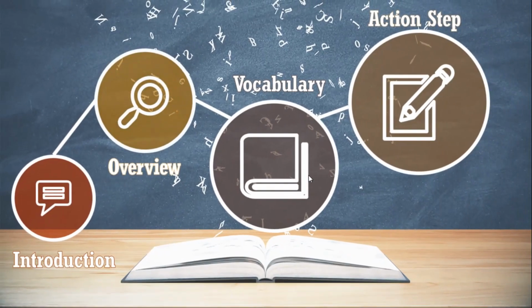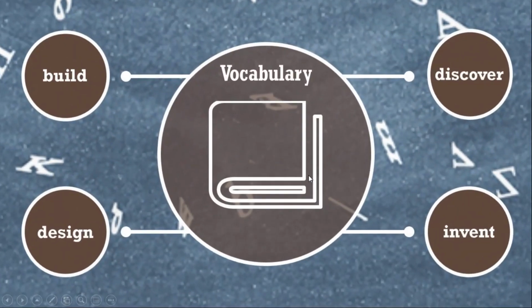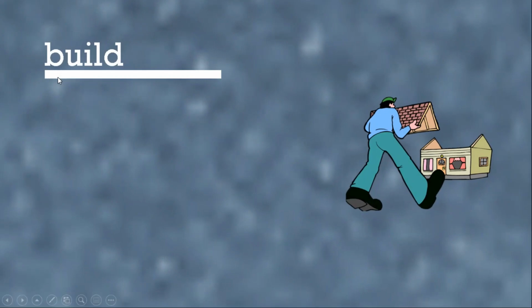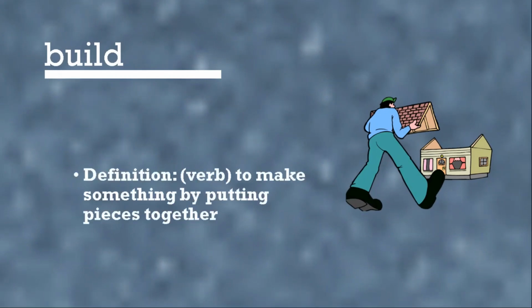So let's start. Let's discuss the 4 words. As you can see here in the PowerPoint, we have the word build, we have the word design, we have the word discover and invent. So we're going to start with the word build. The definition of the word build is to make something by putting pieces together.